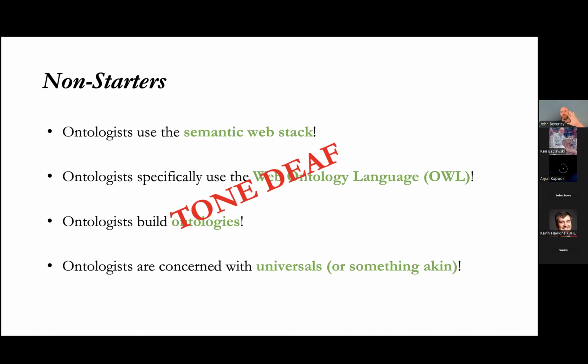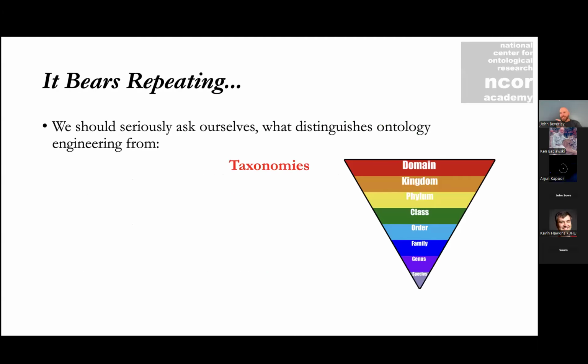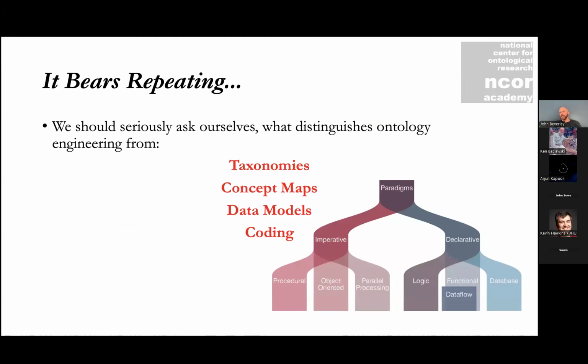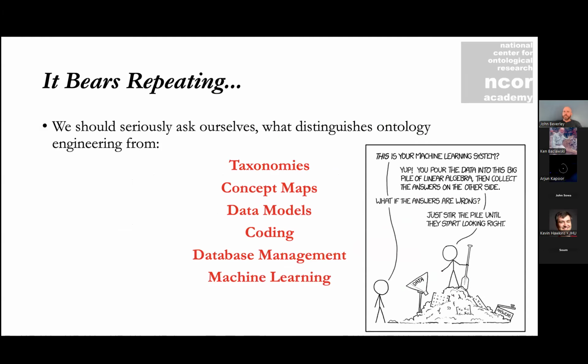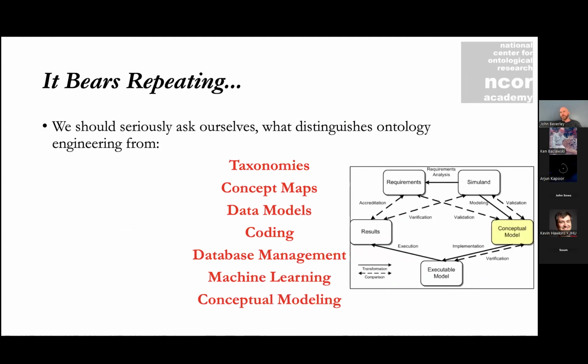Lots of groups, lots of researchers, lots of modelers use the semantic web stack. Lots of groups use OWL or translate into and out of OWL. Lots of groups build ontologies. Lots of groups are concerned with general frameworks, like data modelers and conceptual analysis. These are not unique to what we do. It bears emphasizing. So this is what I said to them. We do need answers to these questions. We need to be able to carve off what exactly is what we do that's separate from taxonomies or concept maps or data models, which is code, database management, machine learning, etc., and conceptual modeling.